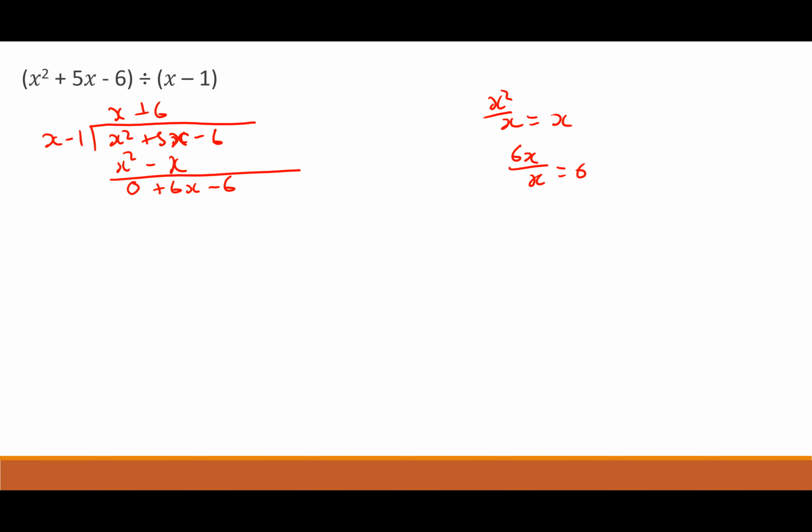That's x plus 6. So let's do that. It's going to be 6x, and that's going to be minus 6, and that's left you 0. So the answer to this is just x plus 6.